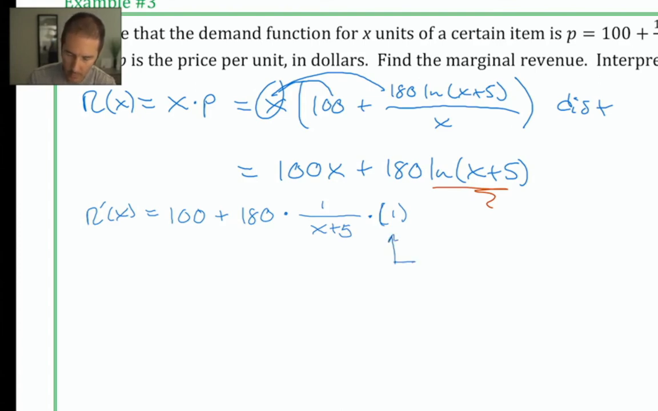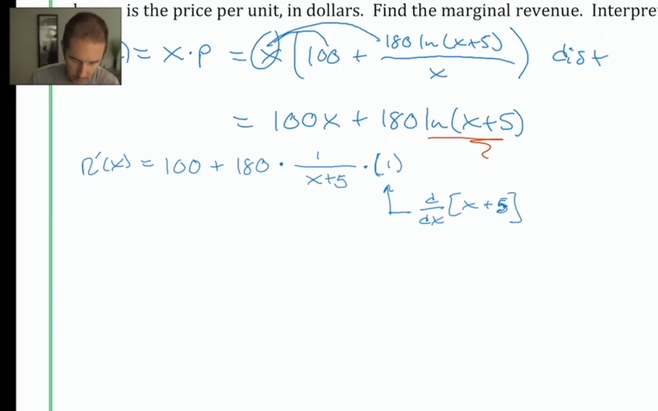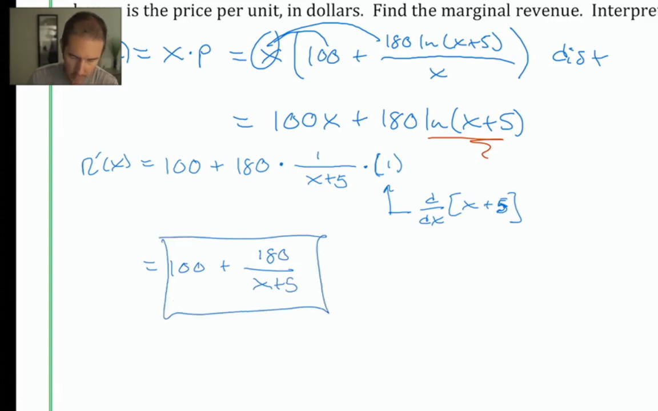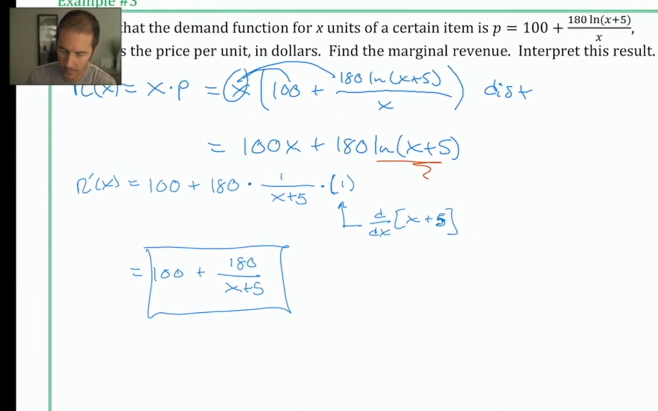If you want in your notes to include that 1 came from taking the derivative with respect to x of our inner function, x plus 5, that's not a bad idea. If you've got a good handle on the chain rule already, maybe you don't need to include that note. And so we'll just clean this up a little bit. I will happily say that that is my marginal revenue function. Interpret this result.